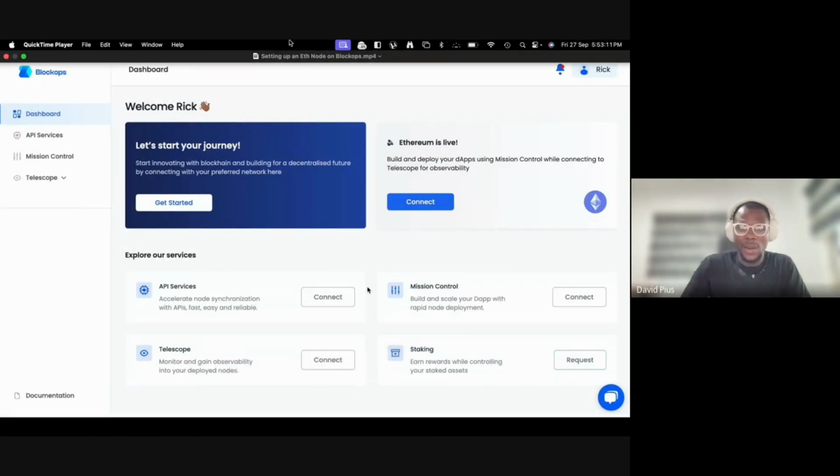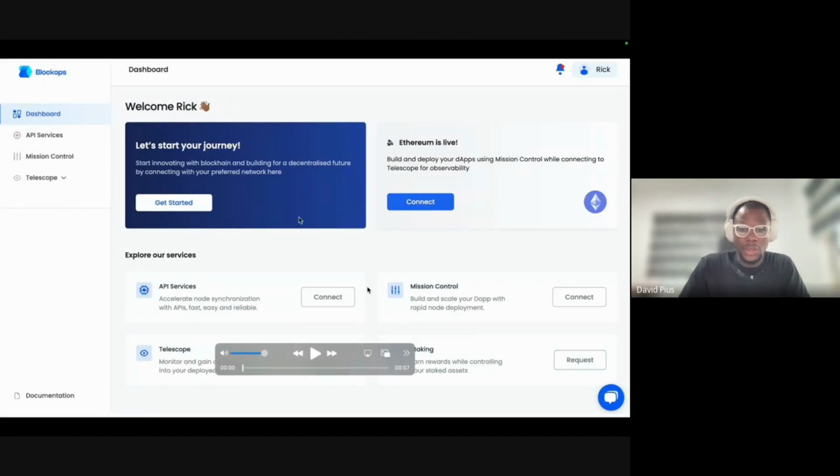Please let me know if you can still see my screen. I'm showing the Blockops dashboard. Can you see that, please? Okay, I want to believe that's a yes.